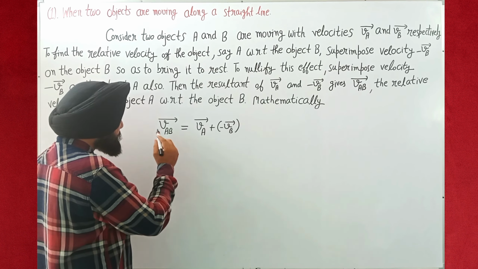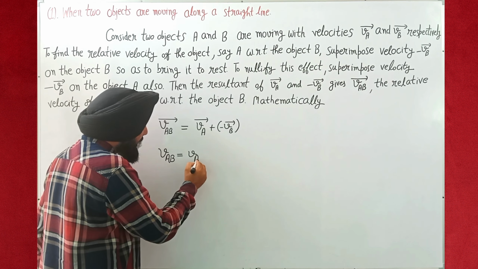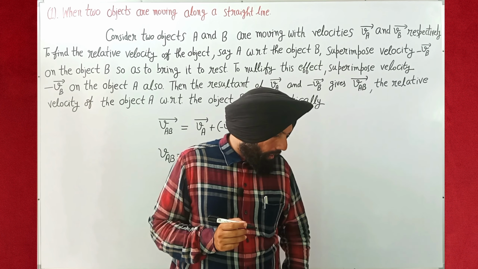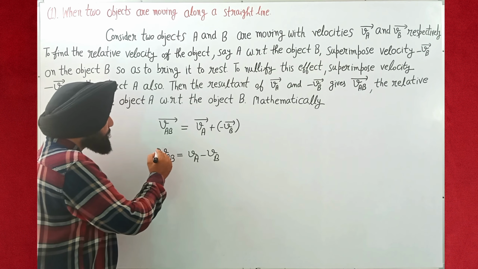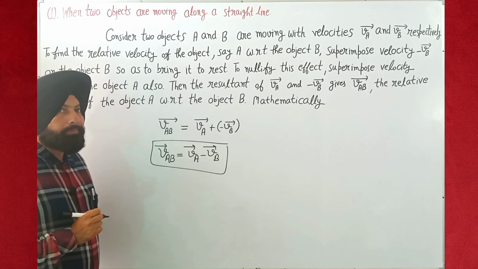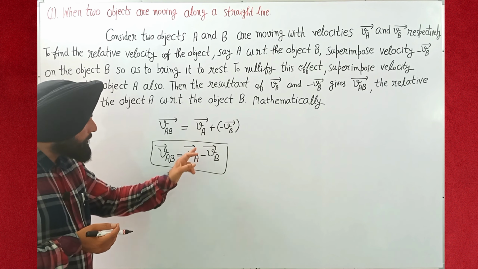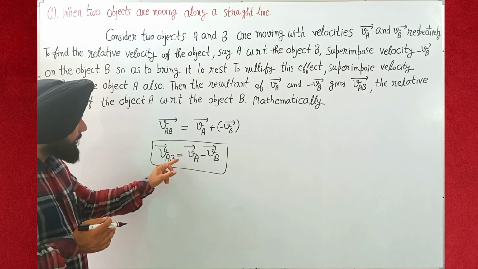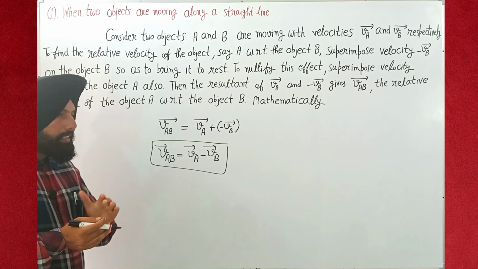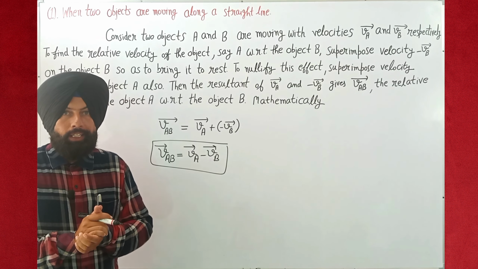Now students, BAB, that is BA minus BB, this is our result in terms of relative velocity. We can also write it as BAB vector equal to BA vector minus BB vector, which represents the relative velocity of the object with respect to B.